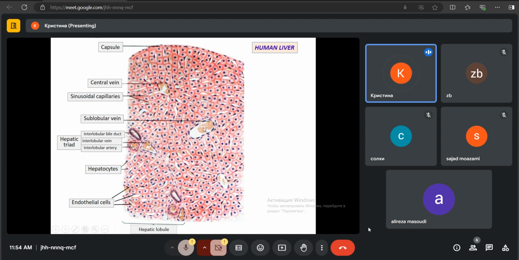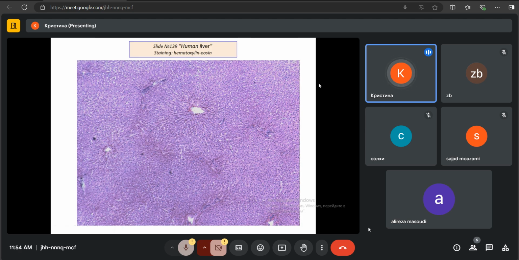Sublobular vein is the single vein which collects blood from central veins. So let's try to use this on histological preparation. So here in the center, we see the central vein, because we see how elements go equally in all directions, radially. These are sinusoidal capillaries between the trabeculae of hepatocytes, and no other elements we see here around. So this should be the central vein.